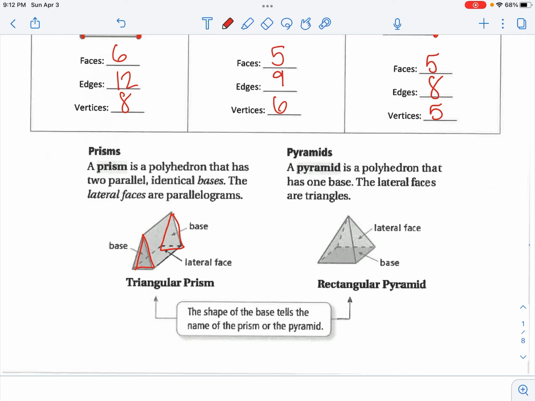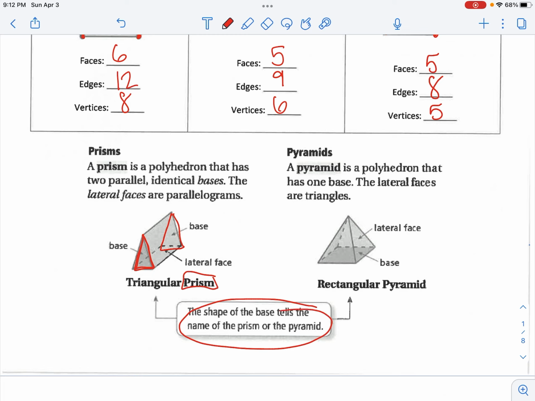Okay? So this is a triangular prism. It's a prism because it has 2 faces, 2 bases, and it's a triangular prism because the bases are triangles. So you see here, the shape of the base tells the name of the prism or the pyramid.